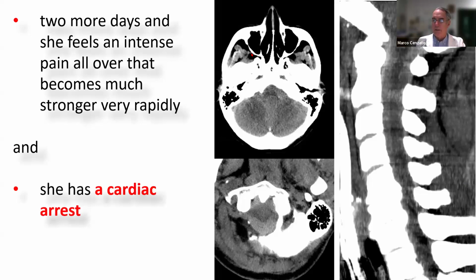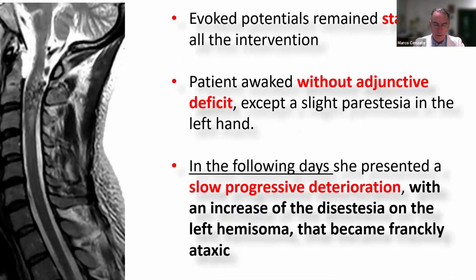And as you see here, this was subarachnoid hemorrhage all over the spinal cord and the brain. We interpret this as a thrombosis of the vein, and then something broke due to the heparin. This is the other case I showed you, the cervical one.